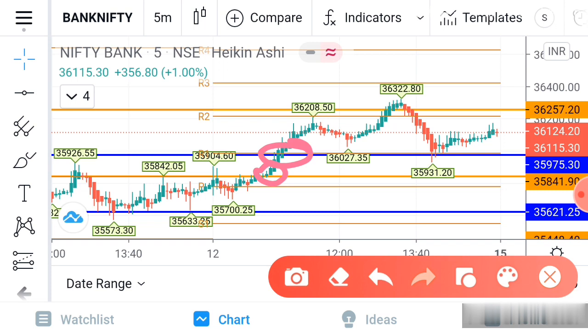If you want to know the trend, normally when Nifty or Bank Nifty is moving, once one support is broken, one resistance is broken, it will definitely go to the next support area. And if this one is also broken, again it will go to here. So this is how Bank Nifty normally moves, and this is how we can identify the trend of Bank Nifty.